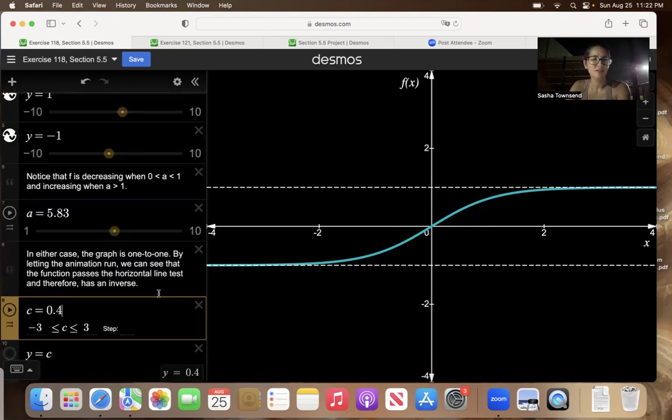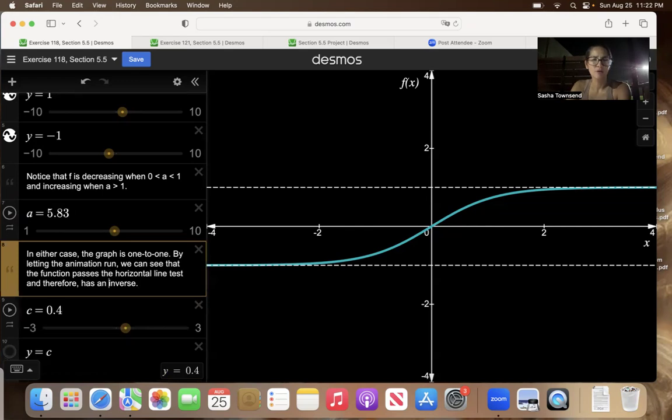We can see that the function passes the horizontal line test. Remember, the horizontal line test says that every horizontal line passes through the graph at most once. So maybe the horizontal line doesn't pass through the graph at all because that particular y value isn't in the range of the function. But if that y value is in the range of the function, then that horizontal line crosses the graph once. So we can see that.